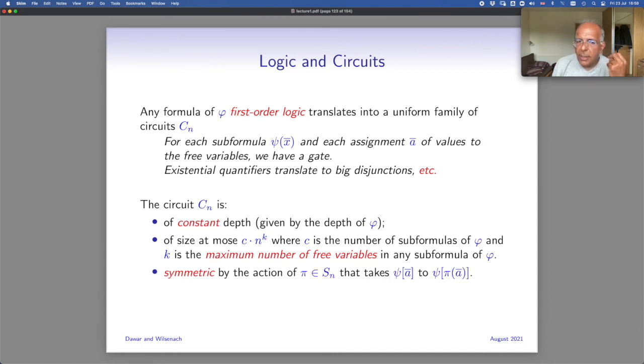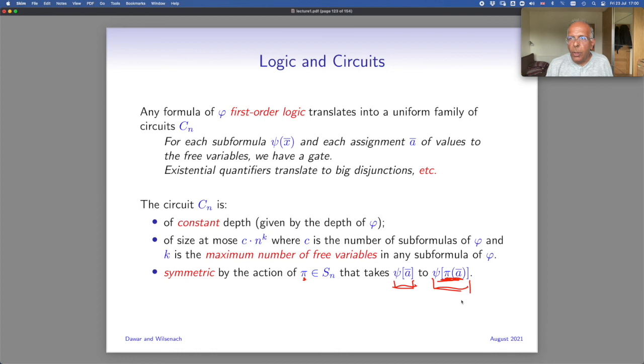Moreover, the circuit we get is symmetric in the sense we defined, in the sense that if you take any permutation pi on the set 1 through n and apply it to an input, you can extend it to an automorphism of the whole circuit by taking the gate psi a to the gate psi pi a, right? So all that this means is apply the permutation pi individually to each of the elements in the tuple A. And this is a well-defined gate. And it's not too hard to see that this defines an automorphism of the circuit. Okay, the circuit we've just constructed.